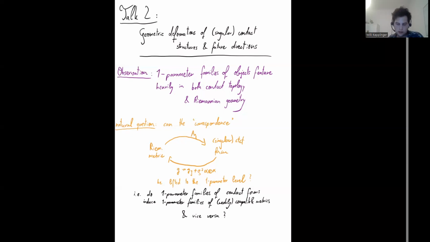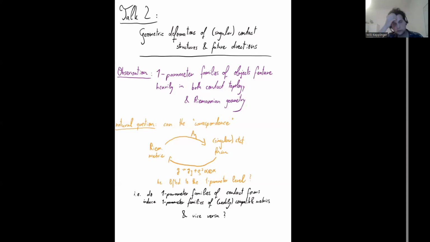Now we can ask the natural question: can this correspondence be lifted to the one parameter family level? If you have a one parameter family of Riemannian metrics, does this induce a one parameter family of potentially singular contact forms? And conversely, if you have a one parameter family of honest contact forms, does this give you a one parameter family of Riemannian metrics? The second direction is not exactly trivial, but fairly easy. You just need to check smoothness. But the other direction is far from trivial. It turns out to be true, at least generically. So the answer is yes, sort of.